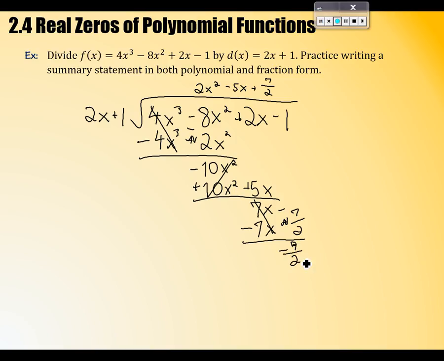So, if you want to generalize that idea, your remainder should always be at most of degree n minus 1 if you're dividing by an nth degree polynomial.